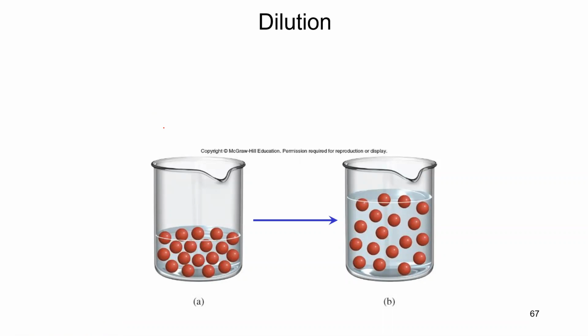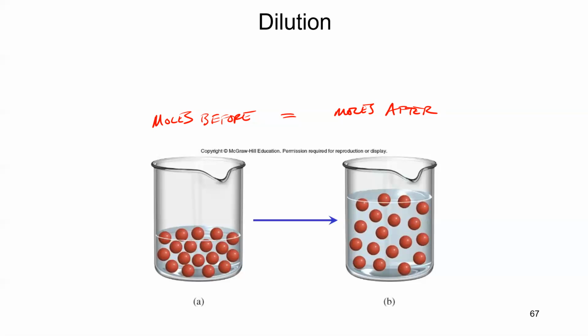And so in this dilution process, the moles before equal the moles after. And if we counted up those red spheres in those beakers, we'd see that there's the same number before and after. I think there's 18 little spheres in each. And so if we have the same number of moles of something before and after, then there has to be some relationship between these two.